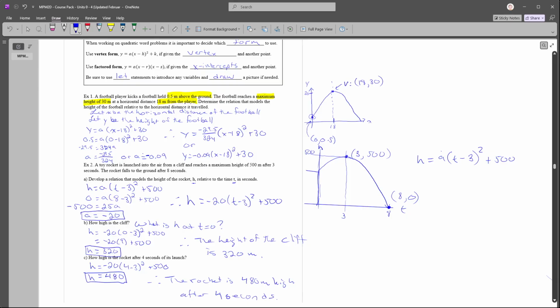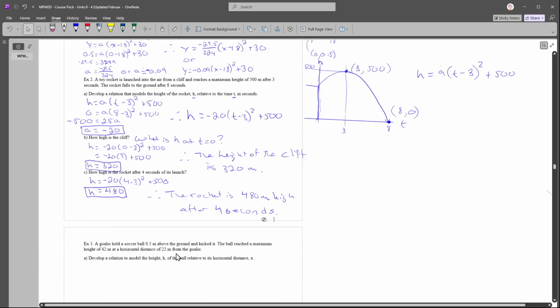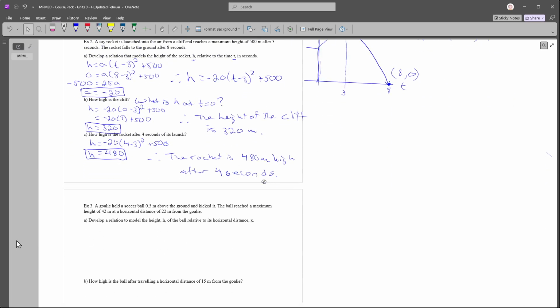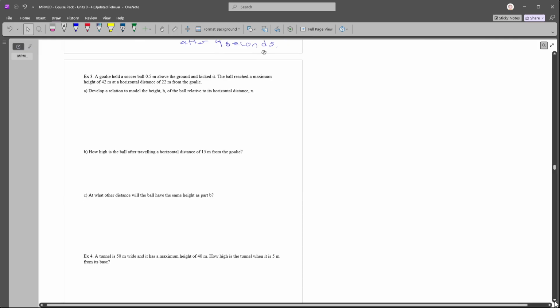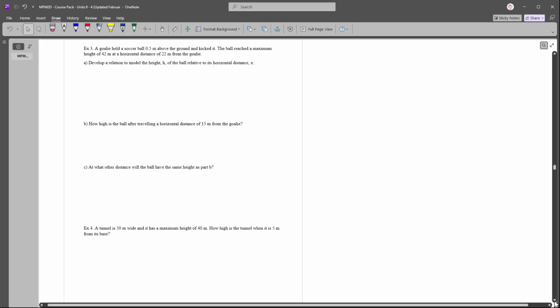There we go. So all these problems are basically the same to start with. Some of them may get a little bit more complicated, so let's take another step forward here. Imagine this scenario. Imagine you're playing soccer for a second. A goalie held a soccer ball 0.5 meters above the ground and kicked it. The ball reached the maximum height of 42 meters at a horizontal distance of 22 meters from the goalie.